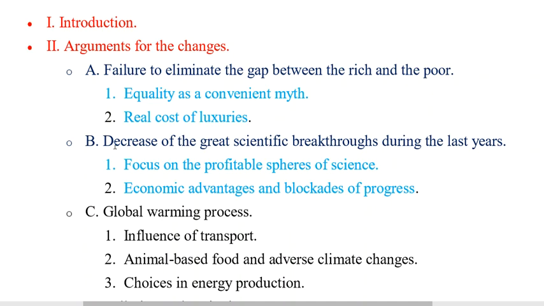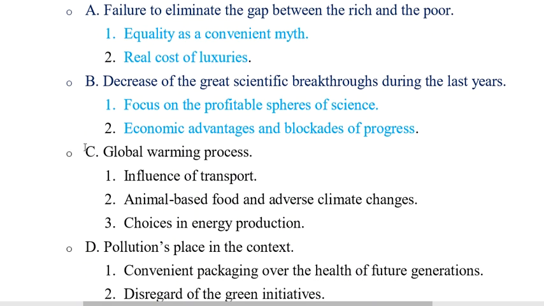And you find that the decrease of the great scientific breakthroughs during the last years focus on the profitable spheres of science, to economic advantages and blockage of progress. Fine. So this is chapter 2, which is being broken into the subsections. But first complete the A, where all the sections of A are complete, then jump to the B, and then jump to the C. Fine. This is the very logic.